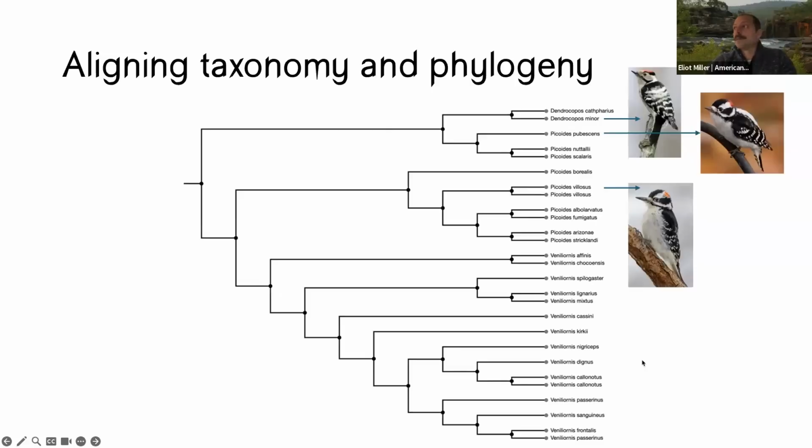These two species were once in the same genus. Here's downy, here's hairy, lesser spotted. But when we found out what the true relationships among these species looked like, we had to do a little bit of renaming. So, you could do that in a number of different ways.